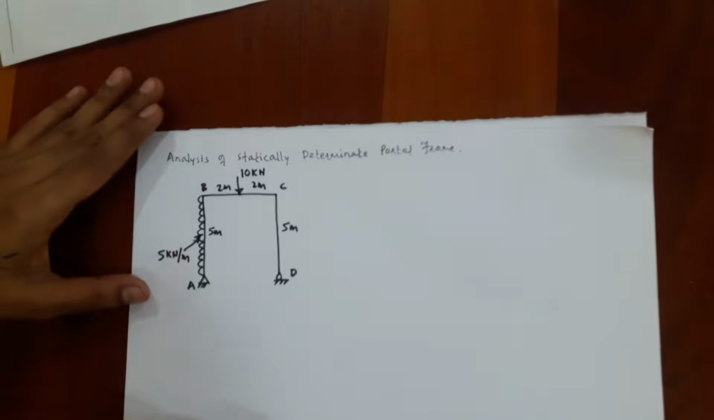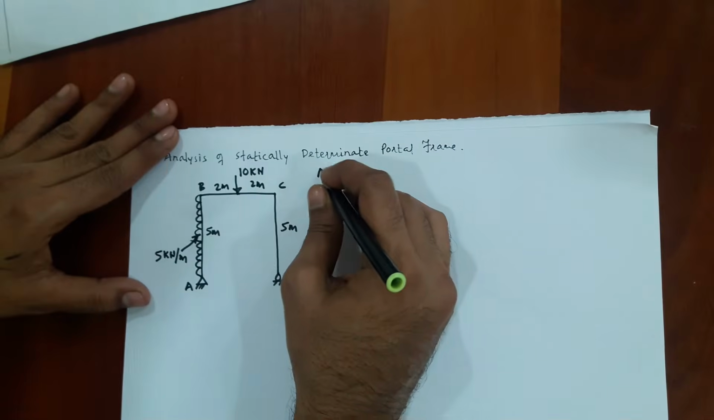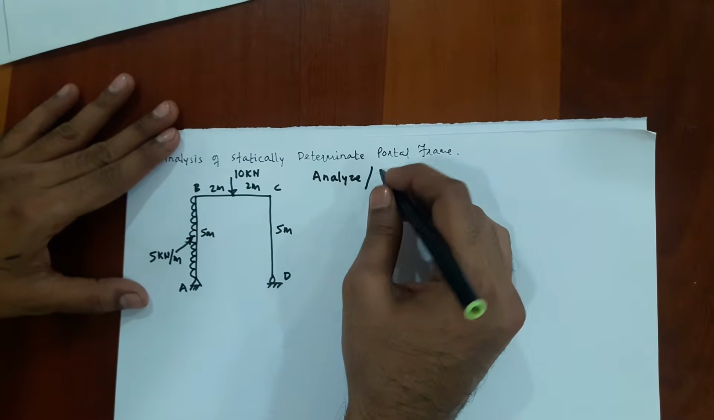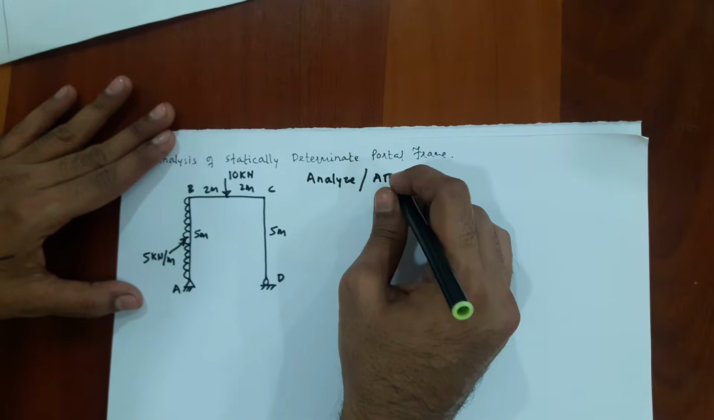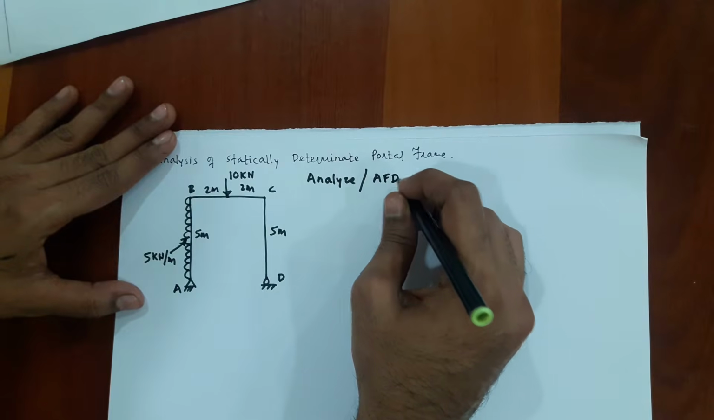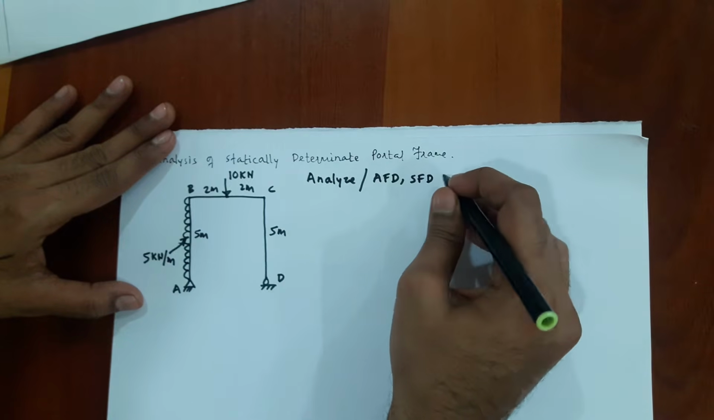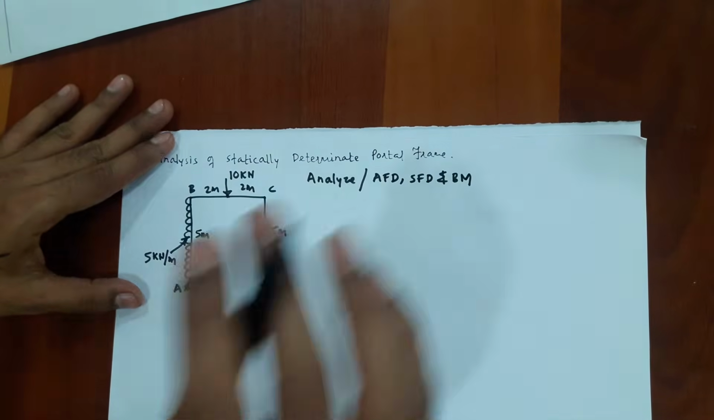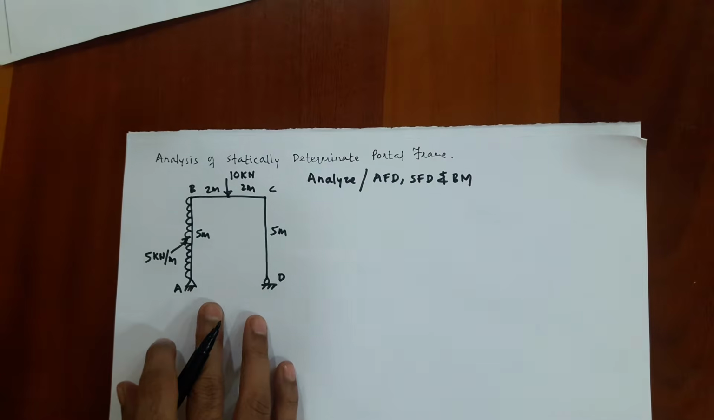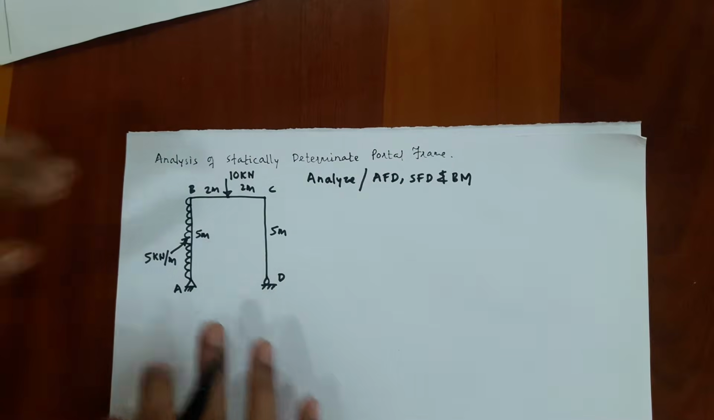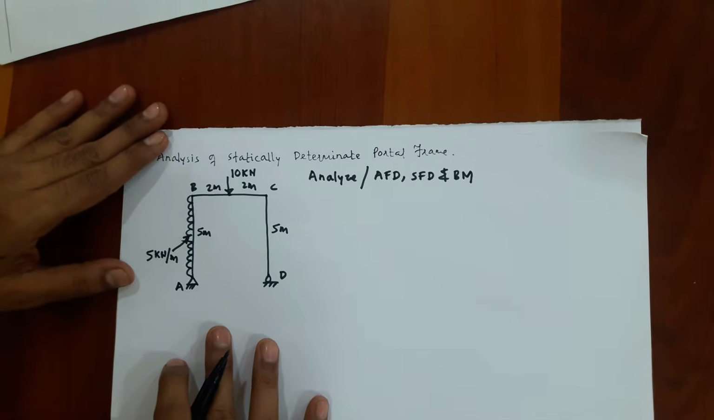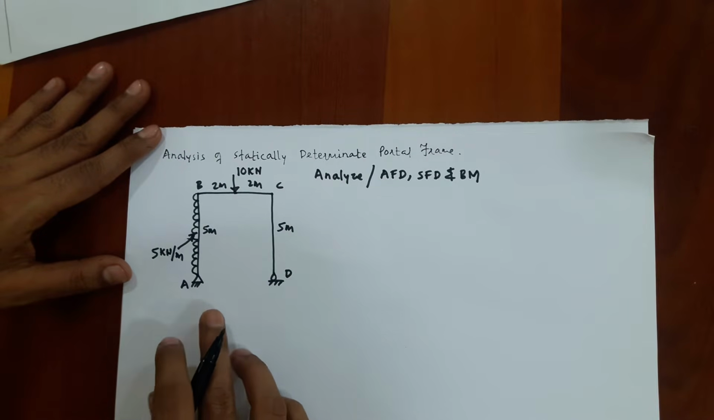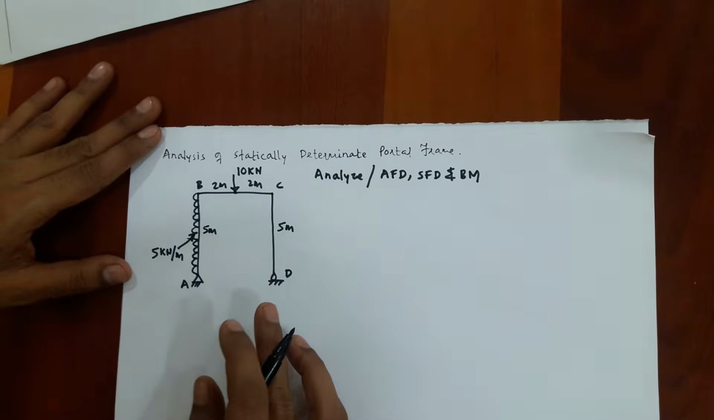Then the question here is to analyze, or it may be like this: find AFD, draw AFD, SFD and BMD. So we have to analyze this frame. First we need to see whatever problem is given here, whether this problem is statically determinate or indeterminate.